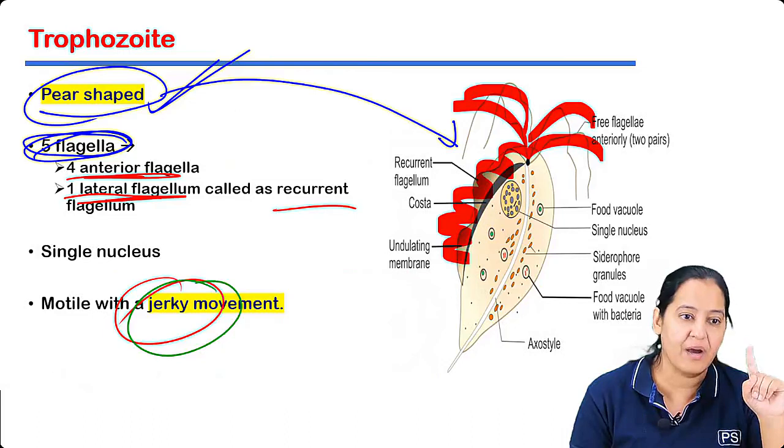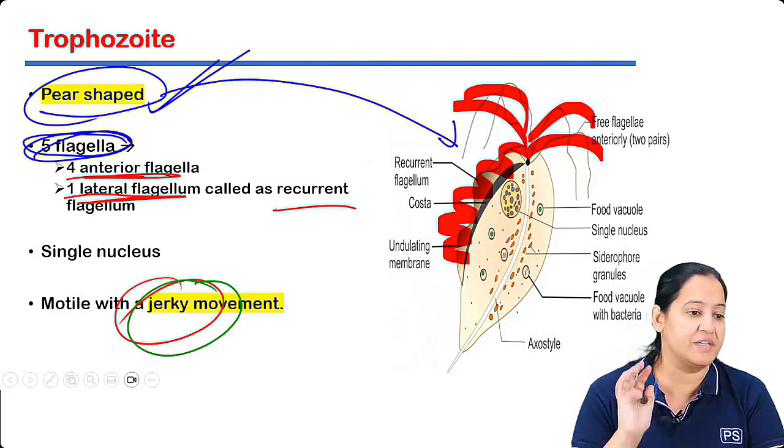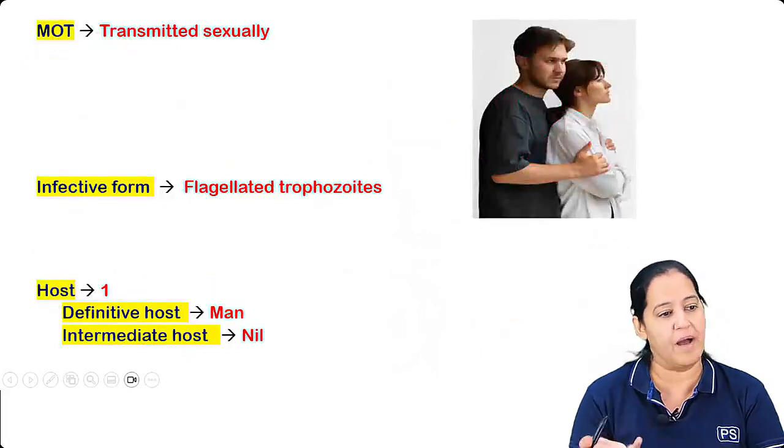Whichever word I am marking, highlight it in your notes. Highlight, insist on it. Ma'am is insisting, which means it's important. It's a clue. So when the word jerky comes, your answer will be built from it.